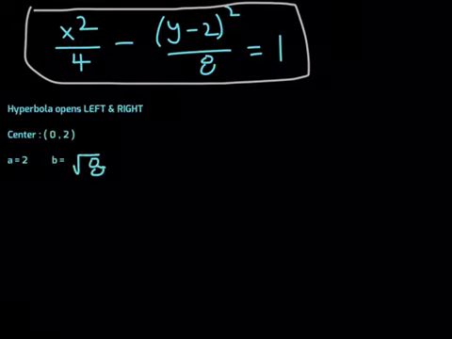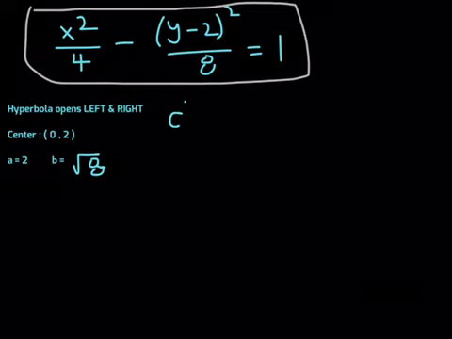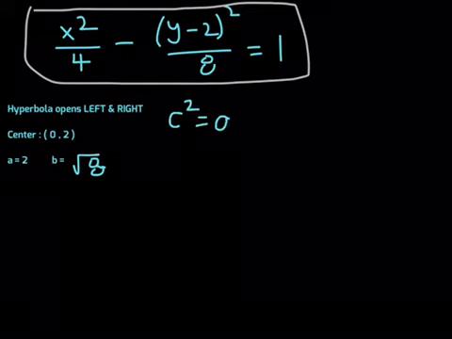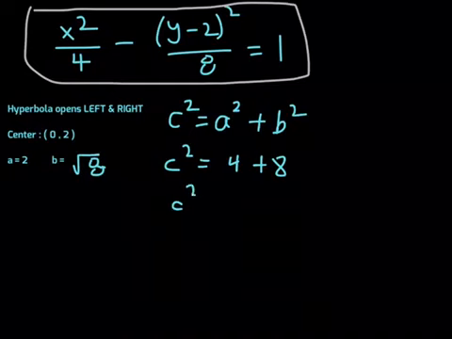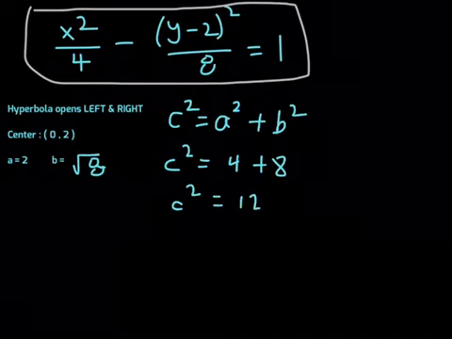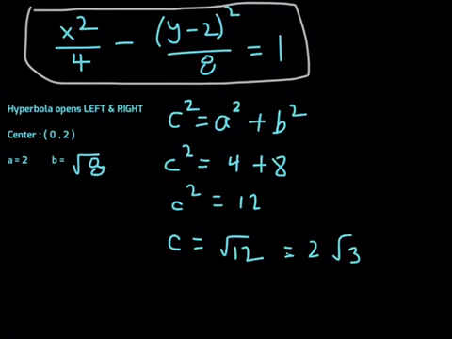Okay, so this is what we know so far. Now, of course, you and I need to find c, right? Because that's going to give us our foci. So c squared is equal to a squared plus b squared. So c squared is equal to 4 plus 8. So c squared is equal to 12, right? So that means c is equal to the square root of 12, okay? That can be simplified if you want as 2 root 3, okay? 2 root 3, if you want to simplify the square root of 12.